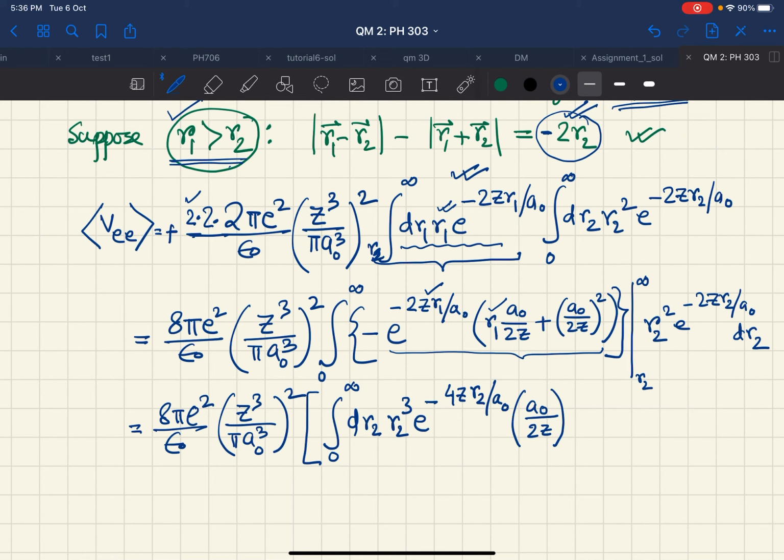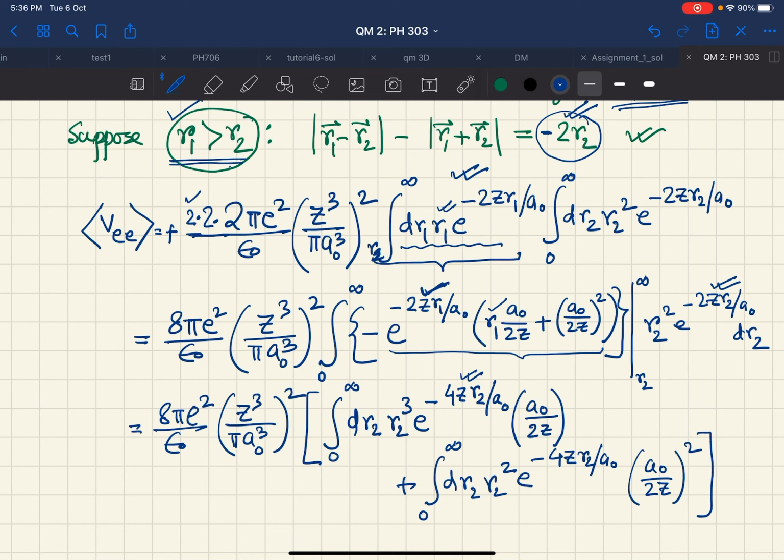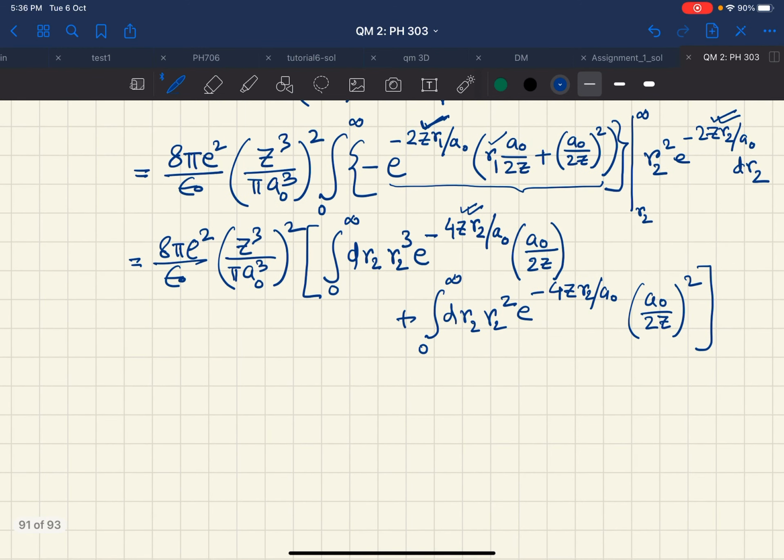And once this is e to the minus 2z by into r2 by a0, this gets multiplied with this and finally gives you 4z r2 by a0. Similarly, the second integral will be from 0 to infinity dr2 r2 squared e to the minus 4z r2 by a0 into a0 by 2z whole square. So that's it. Now you can use that particular formula.